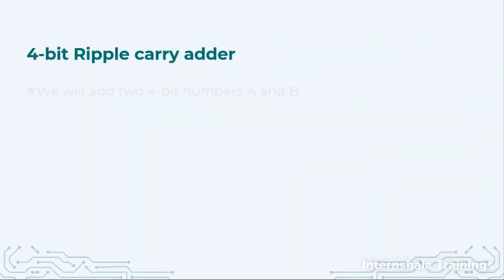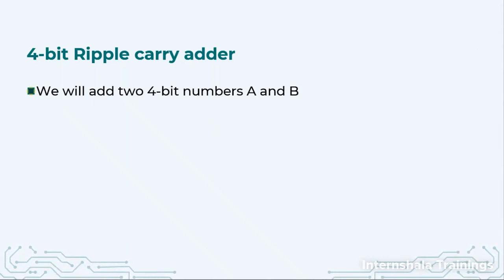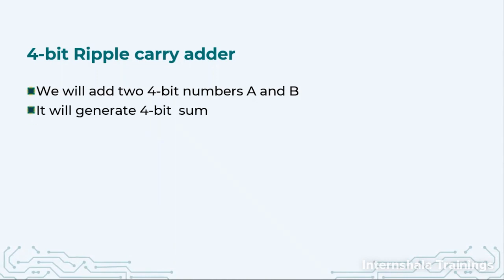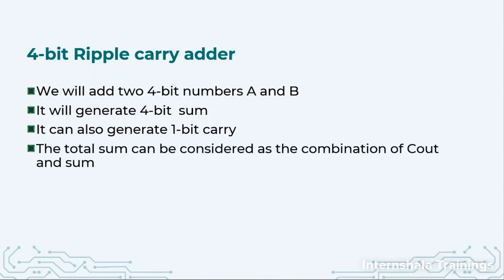So for the 4-bit ripple carry adder, we will have two numbers A and B, and both of them have a length of 4 bits. When we add two 4-bit numbers, we are going to generate a sum which also has a length of 4 bits, and we can generate a carry out which will be 1 bit. So the total sum can be considered as the combination of 1 bit of C out and 4 bits of sum. It's a general rule. Whenever you add two n-bit numbers, you are going to get a maximum of n plus 1 bits. N bits will be for sum and 1 bit for C out. So that will be universal for any bit adder.